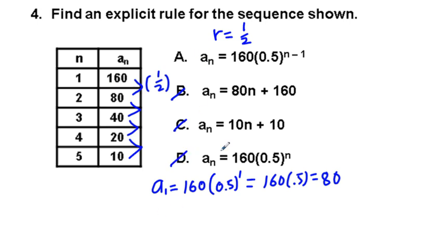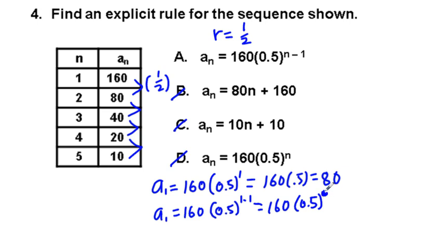Now we can try this other answer choice. A sub 1 equals 160 times 0.5 to the n minus 1, or 1 minus 1, which equals 160 times 0.5 to the 0 power, and 0.5 to the 0 power is 1, so we're going to get simply 160. So that checks out. And then you can try your other answers. A is your correct answer. I think more people got this one wrong than any others.